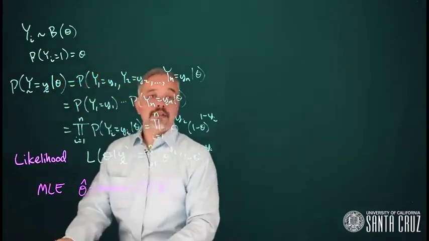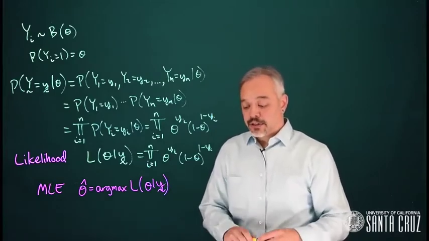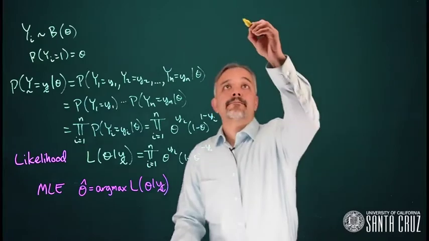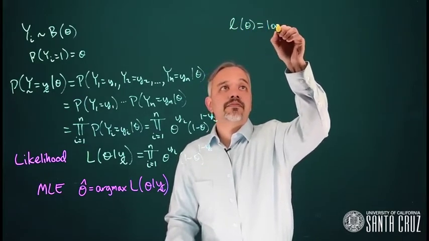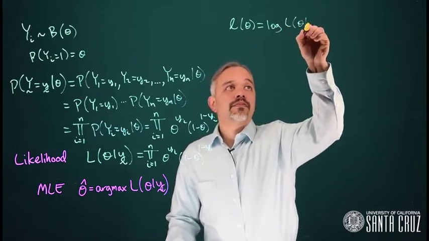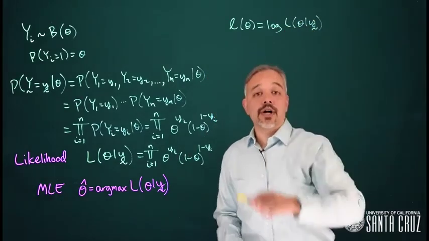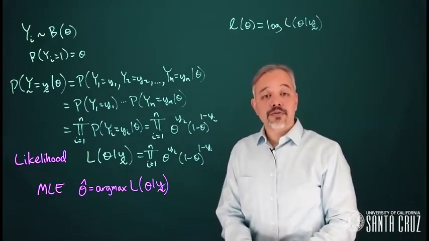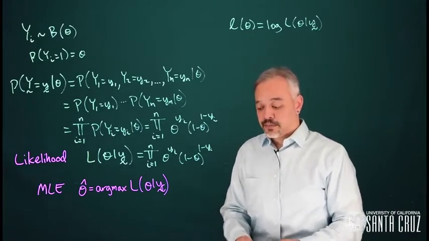In practice, it's usually easier to maximize the natural logarithm of the likelihood, referred to as the log likelihood. At this point, we usually drop the conditional notation on y as well. Since the logarithm is a monotone function, if we maximize the logarithm of the function, we also maximize the original function.